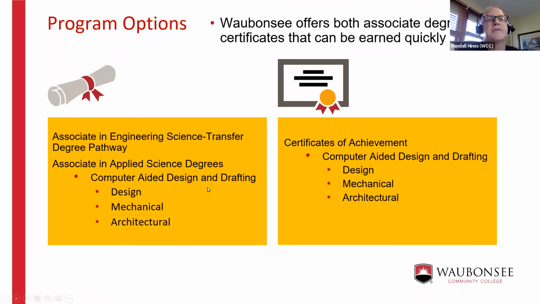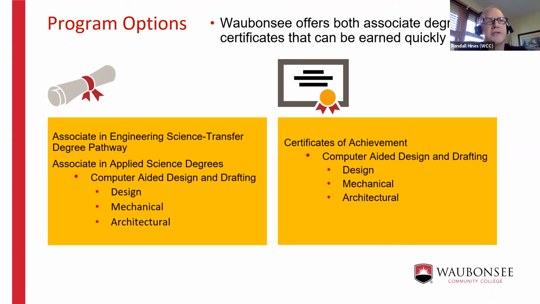So those are options. Now, when you think about the associate degree in engineering science transfer degree, this is designed for Illinois universities, for students to go to Waubonsee or any community college for 2 years and then transfer into any Illinois school as a junior. So you don't lose that experience or the years from going to a community college.